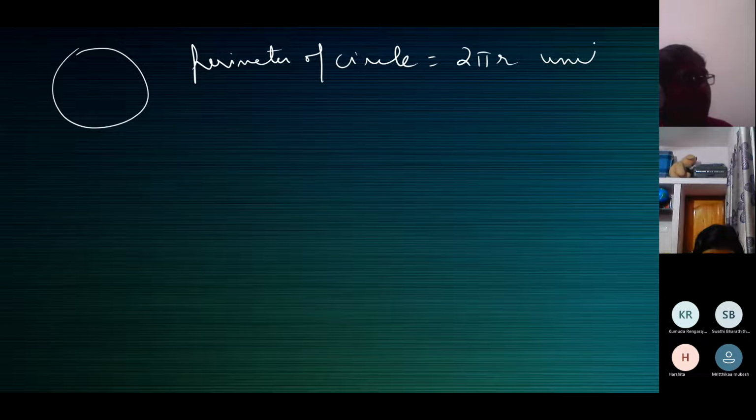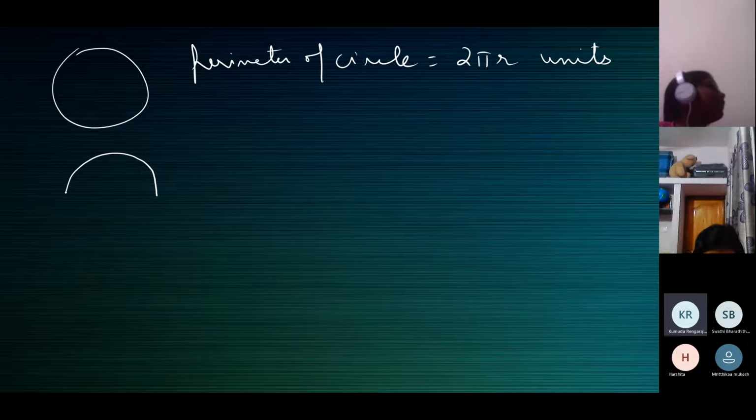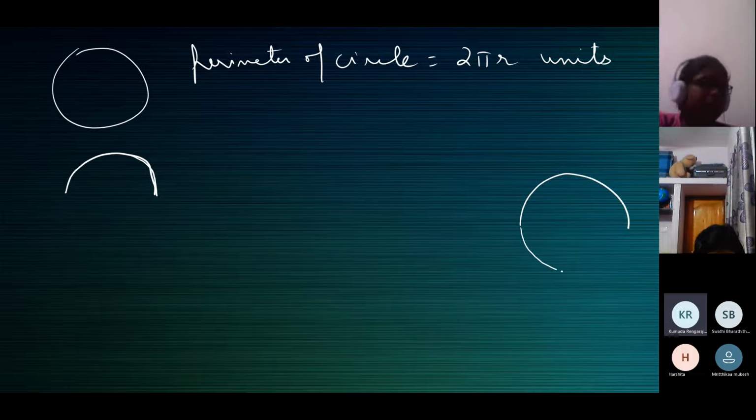Now talking about perimeter. Circumference of a circle or perimeter. Perimeter of a circle is the circumference of the circle. So this one alone, the length of this arc alone. You can see the circle is made up of two arcs like this. You can divide the boundary of the circle into two arcs like this.